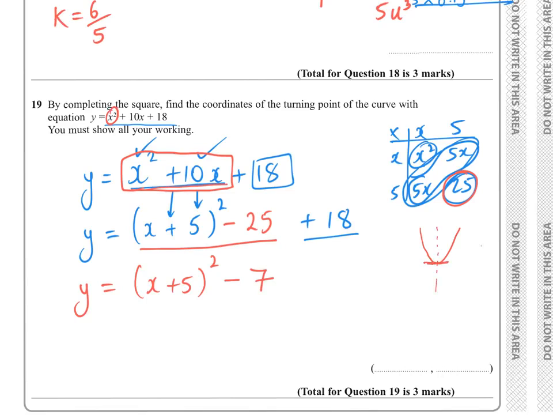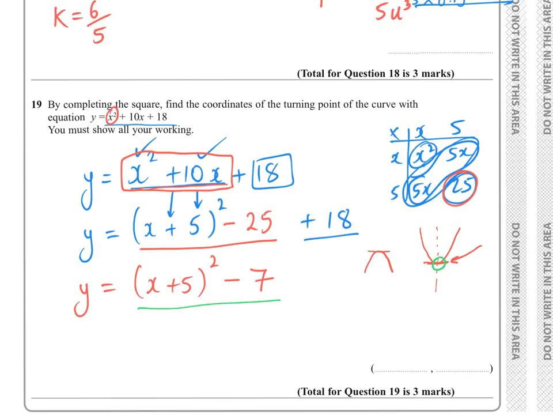Now, if we want to minimise, that means we'd find the minimum value. If the curve had this kind of shape, we'd be maximising it, okay? And the maximum would be up here. So we want to minimise it. So we want to make this as small as possible.